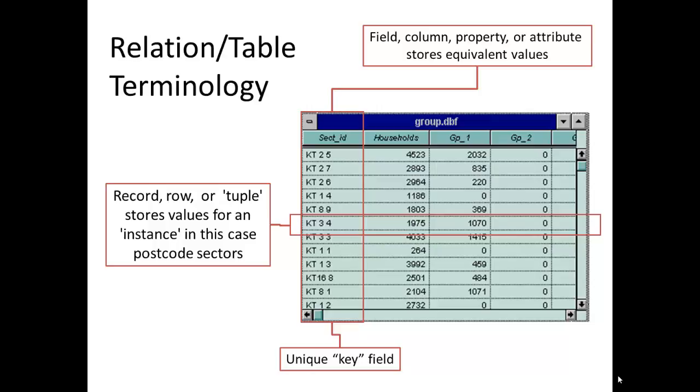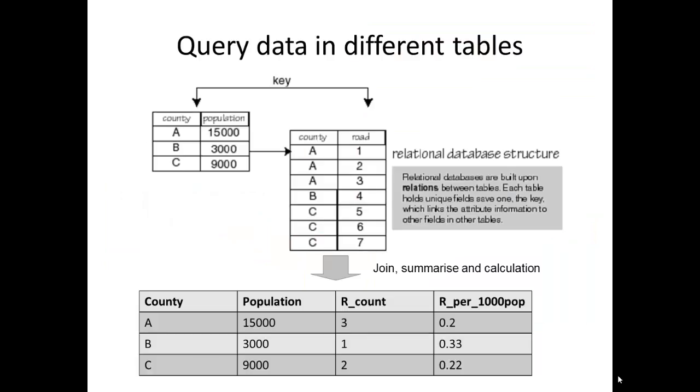I mentioned keys before. What's a key? Well, we're going to see keys in more detail in due course. But a key field is just a field or a set of fields that uniquely identifies a row. Okay, so that's a relation. What do I mean by joining relations? Here's a sort of schematic example of joining a relation.